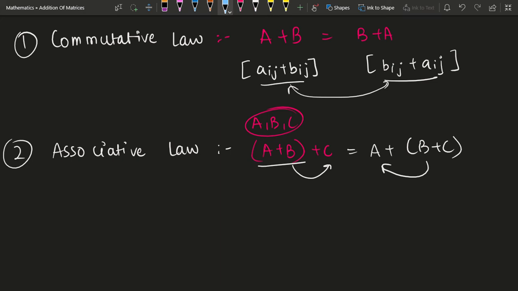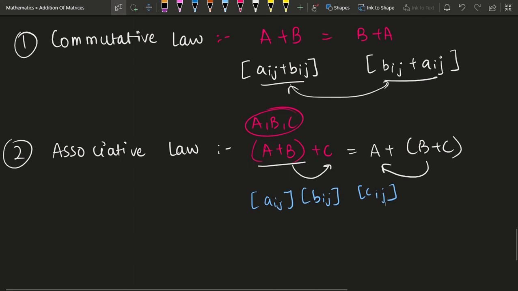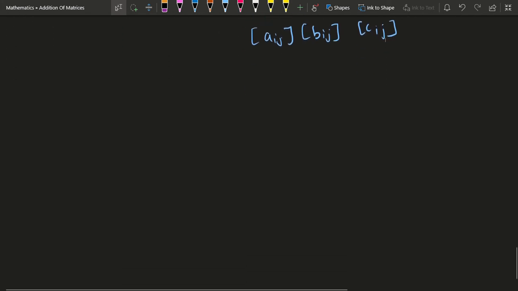And in this case also you can prove it by taking the elements to be Aij, Bij, and Cij of the 3 matrices. And since the associativity of real numbers and complex numbers already exists, that's something that we have already established, the associativity of matrices containing those numbers would also exist.